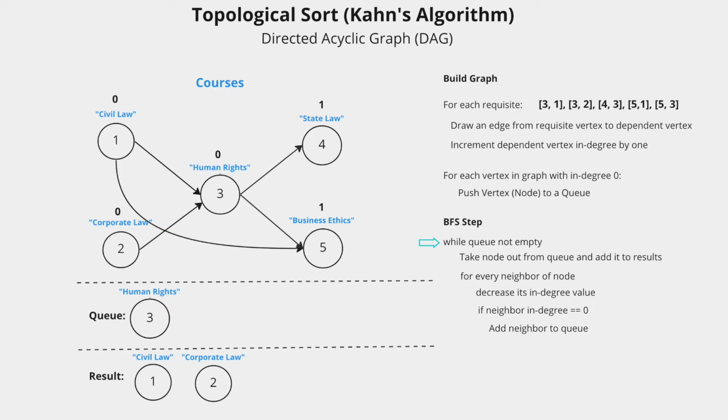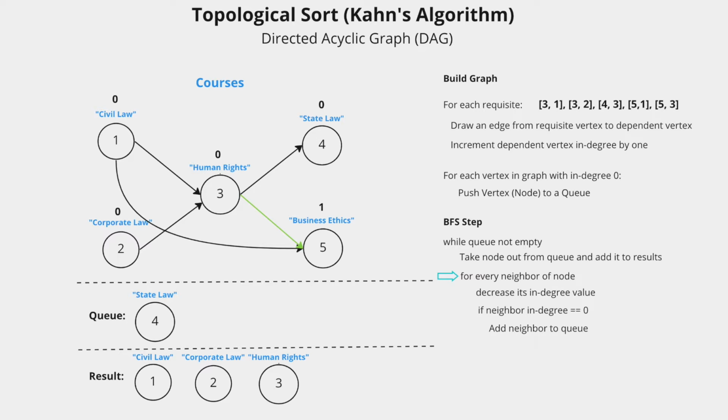Let's go back to the main while loop and check if the queue is empty. It's not empty. Let's take the course that is ready to be taken out of the queue and add it to the end of our result set. Let's explore each of the neighbor courses. Let's start with course number 4, state law. Decrease its in-degree value by 1. Check if this course's in-degree value is 0. That's right. Then it means this course has no more dependencies. We can push it into the queue.